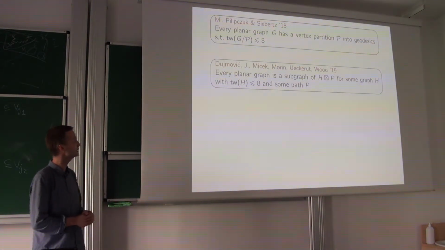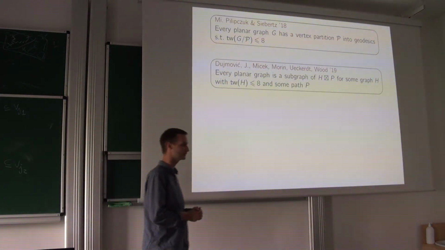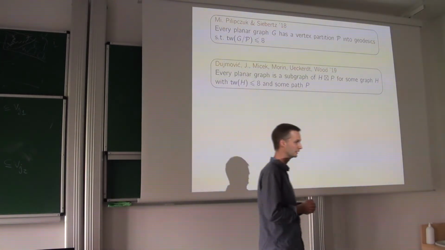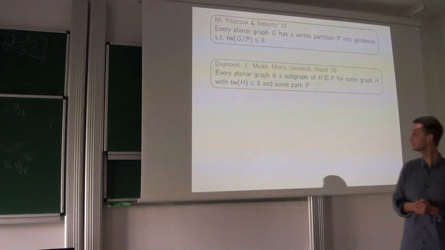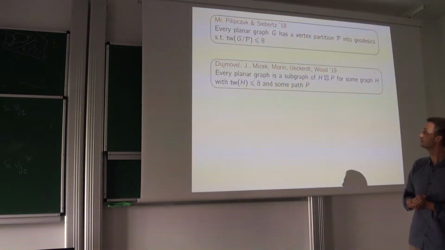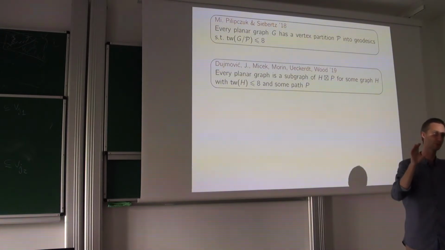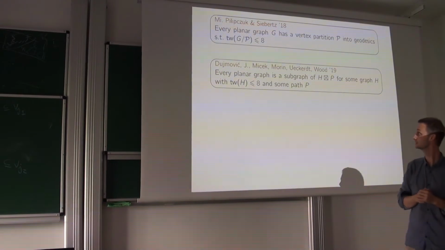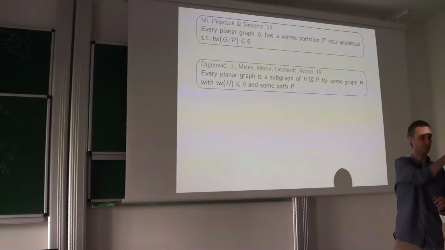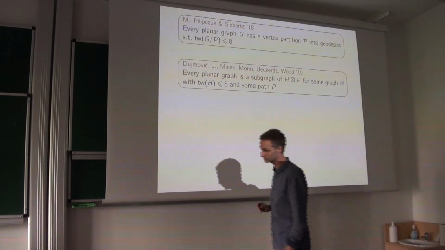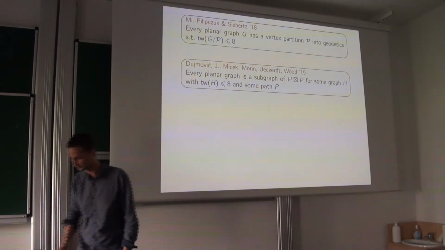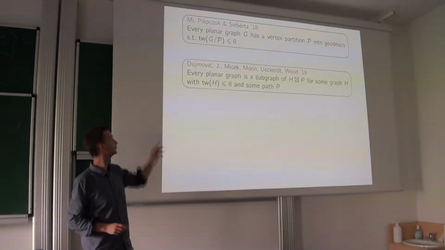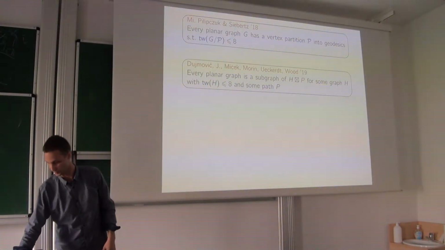But what I wanted to say is that this is really close to the so-called product structure that I already mentioned at the beginning. So let me recall what is the statement of the product structure. The statement is that for every planar graph, you have some graph H of treewidth at most 8. So you see it's the same bound on treewidth. That's not an accident. And you have some path P, so that your planar graph is contained in the strong product of H and P. And the proof of this is really a small tweak of the proof of the theorem above.